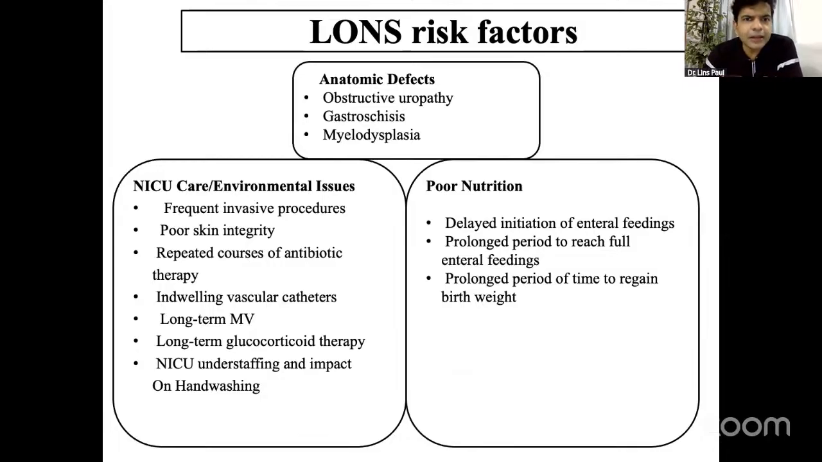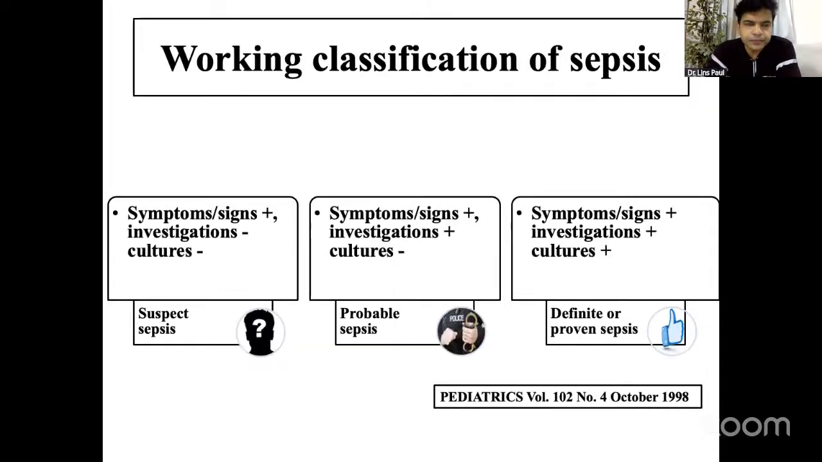Also some of the anatomic defects like gastroschisis, omphalocele, obstructive uropathy, myelodysplasia. These are some of the anatomic risk factors for LONS.